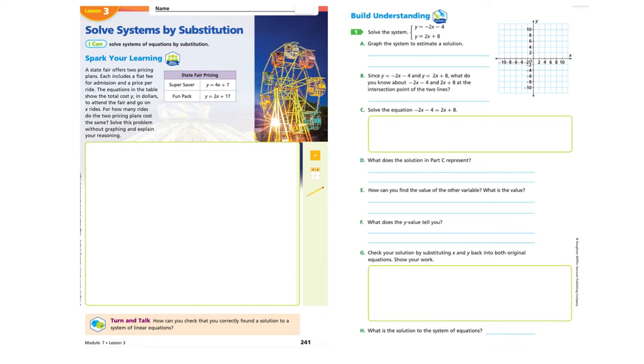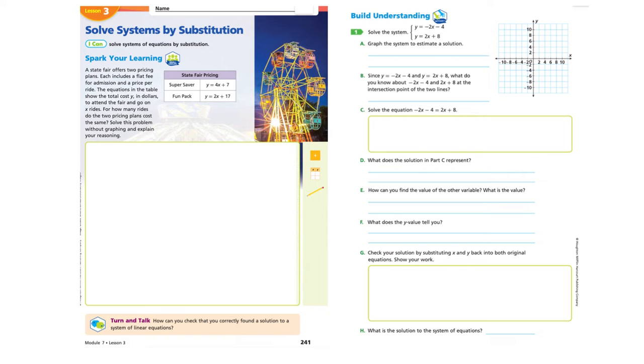So give that a go here, and here are the equations. And remember, they don't want you to graph, so maybe use a table or whatever might help you, but try to do it without graphing this time. And then look at the turn and talk and work on that. How can you check that you correctly found a solution to a system of linear equations? So pause the video, work on that, and then we'll go to the build understanding.